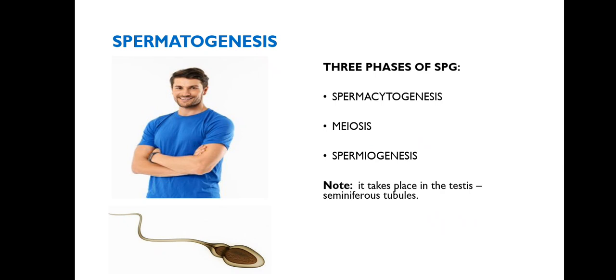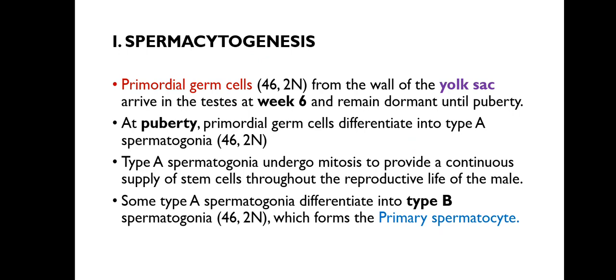In the testis. Right? Specifically where? In the seminiferous tubules. So let's begin. Now, since we said that the process of spermatogenesis involves 3 stages, the first one is spermatocytogenesis.